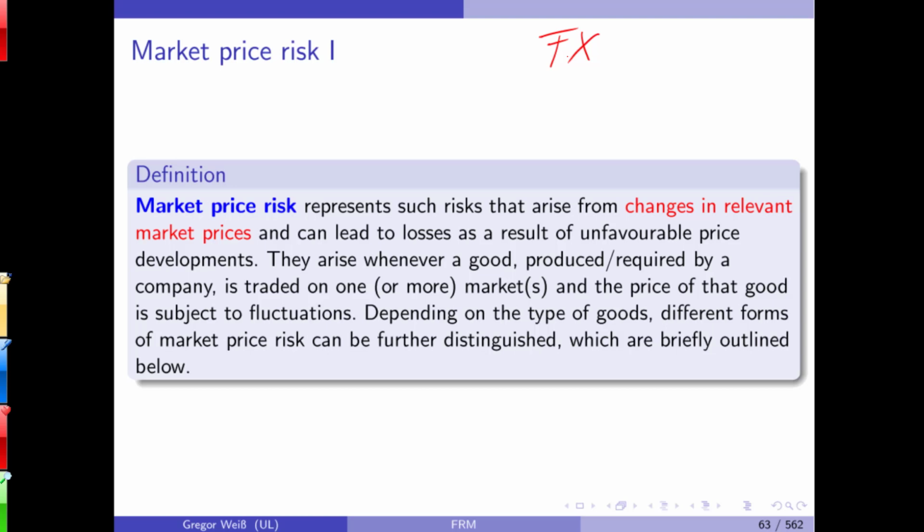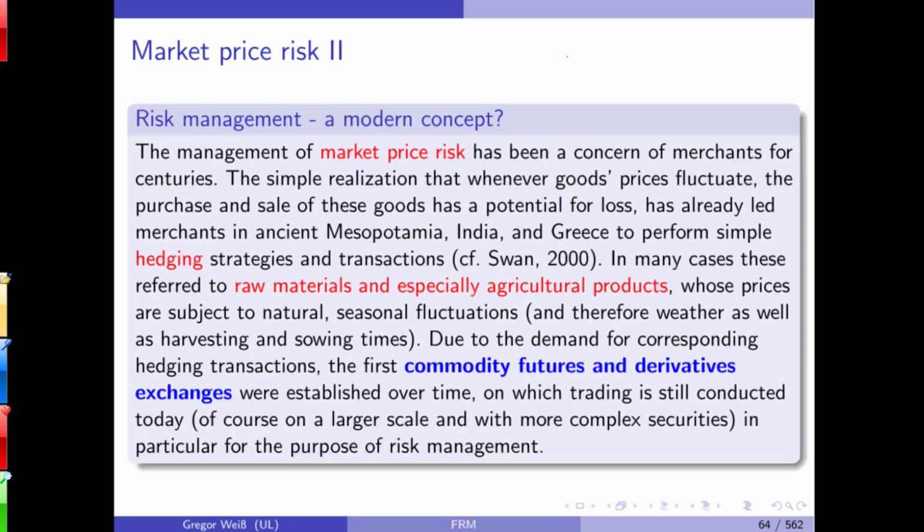It might be a commodity price risk, the price for steel, the price for coal, the price for energy changes, and interest rates. Interest rates are nothing but the price for getting capital or for taking on capital. So interest rate risk, commodity risk, these are all market price risks. And then risk management might change a little bit.